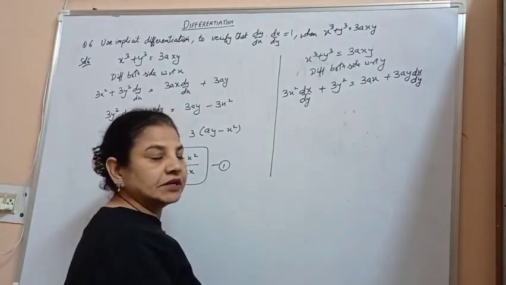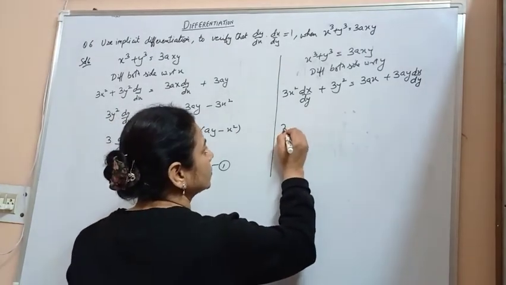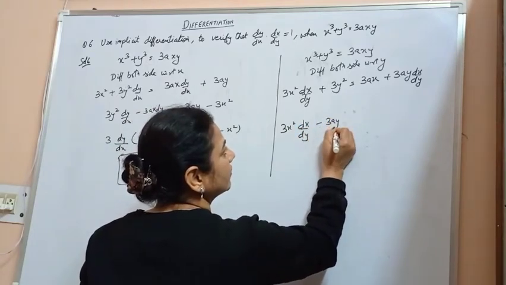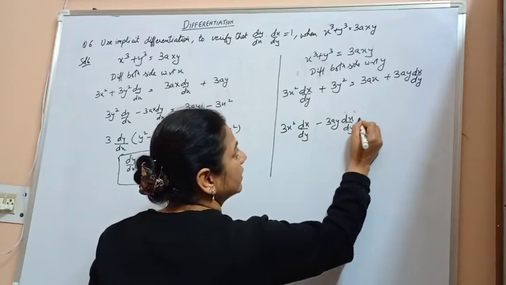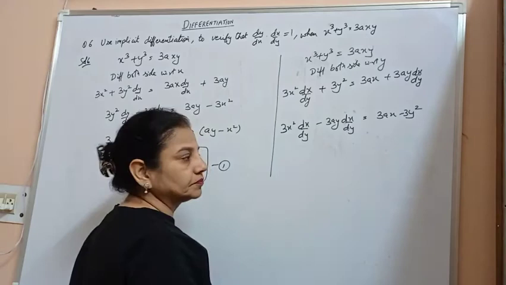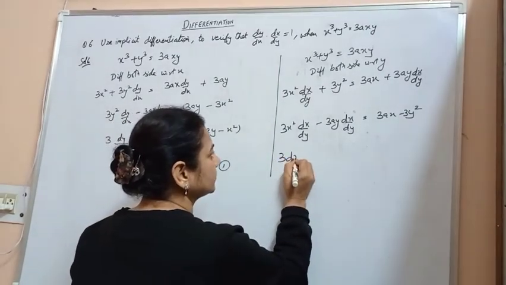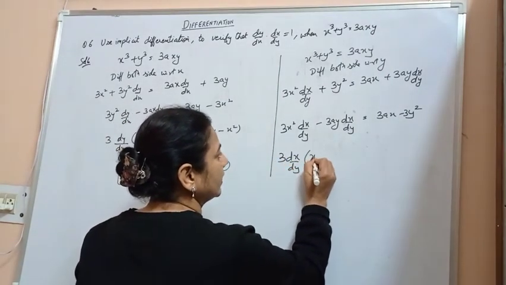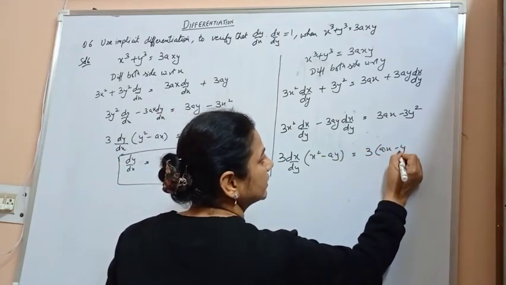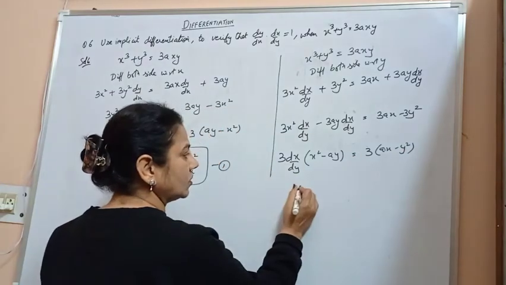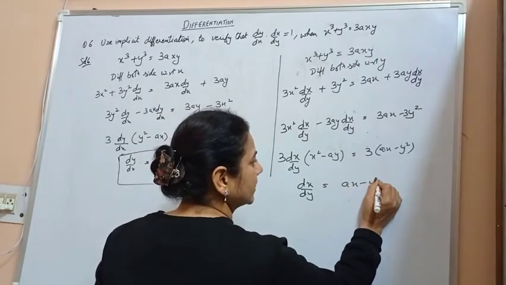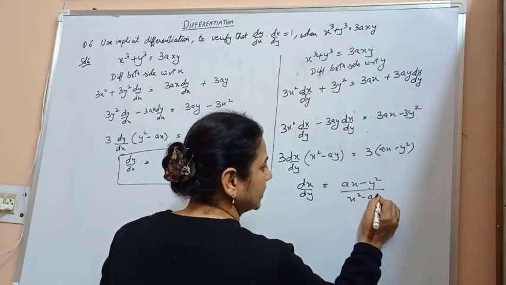Again, I will take the dx/dy terms to the left hand side. So 3x² dx/dy minus 3ay dx/dy is equal to 3ax minus 3y². Take 3 dx/dy common. I have x² minus ay is equal to 3 common, ax minus y². This 3 and this 3 cancel out. I am left with dx/dy is equal to (ax minus y²) upon (x² minus ay).